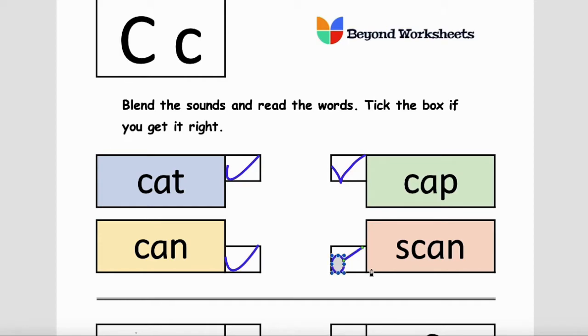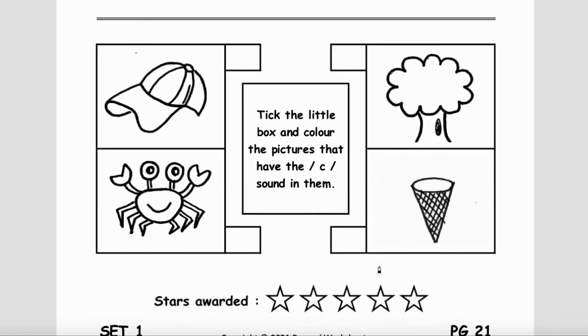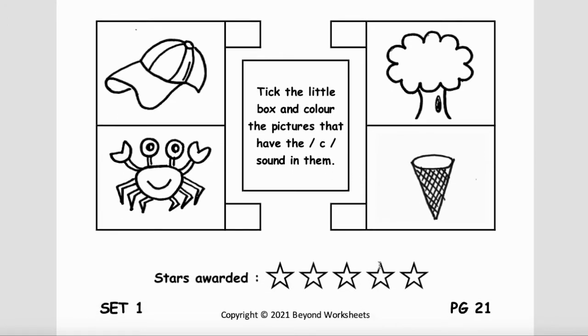Oops! Let's try that again. Put a tick if you got it right. Excellent! Let's go down to the pictures below. Now, tick the little box and color the pictures that have the k sound in them. Say the words with me and try to listen for the sound. Cat. Can you hear k in cap? Yes, I can. So I'm going to tick this box.